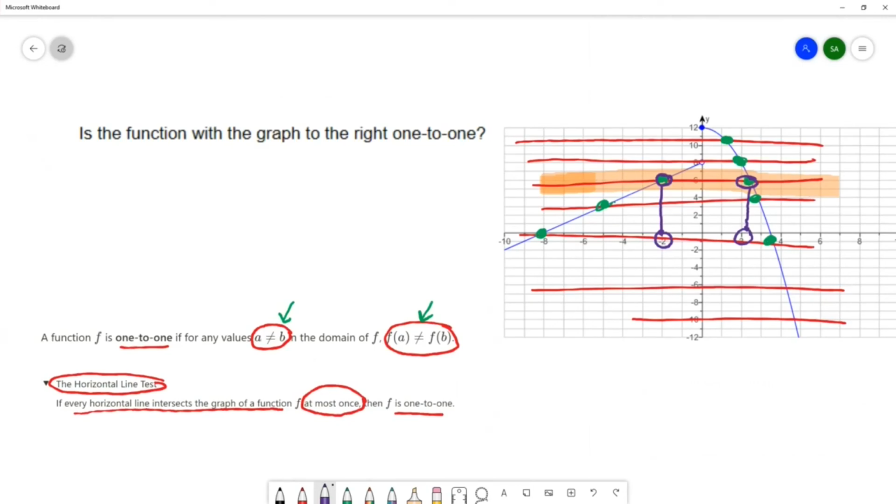So these two ordered pairs on the graph have different x values: -2 is not equal to +2. However, when we look at their y values, because they're on this horizontal line together, they do have the same y values. f of -2 is equal to f of 2. But for it to be 1 to 1, we needed them to be different from each other. So this violates the definition of 1 to 1, and we're going to say no, this graph is not a 1 to 1 function.